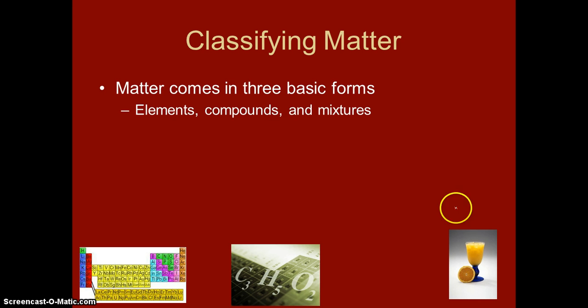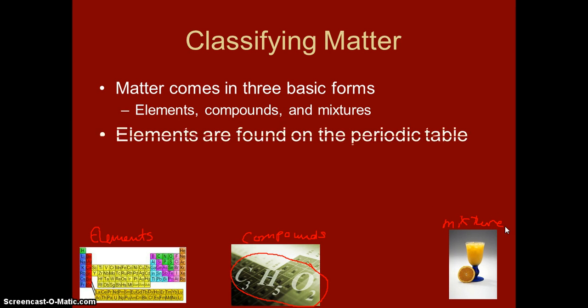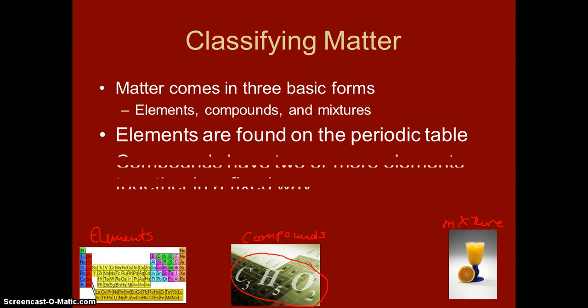Okay? Elements are listed on the periodic table. So these right here are where we get all of our elements, and you'll get a copy of the periodic table probably in the next couple of days. Next, anything that we have a formula for, like this, where we start putting elements together, these are compounds. And then last, if it's got a whole bunch of stuff put together, we have a mixture. Okay? Elements, remember, are found on the periodic table. They have to be. If they're not on the periodic table, they're not elements.